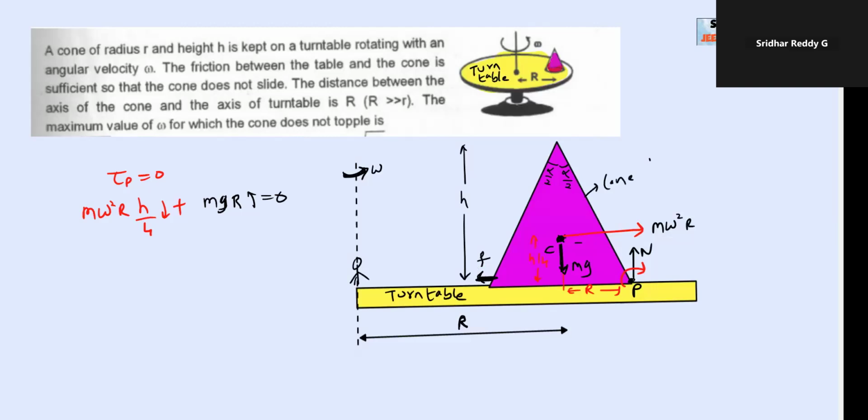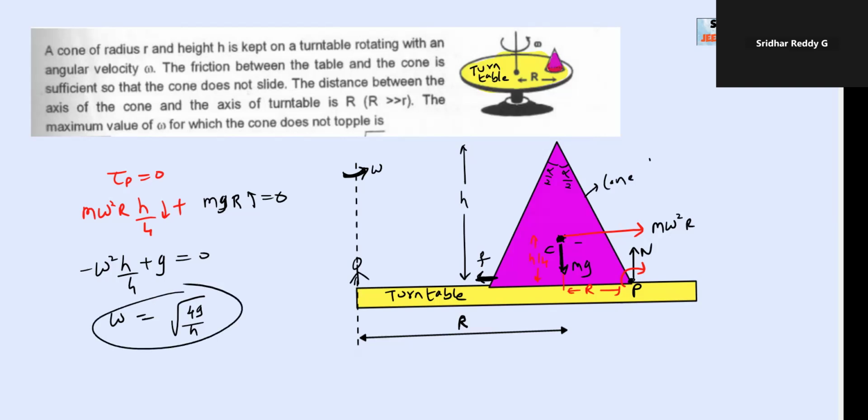We will simplify this. M will get cancelled out. So omega square into H by 4 equals G, and omega is equal to the result. If the angular velocity is greater than this, it will topple about point P. If the angular velocity is less than this, the block will not topple on the turntable. This will be your answer.